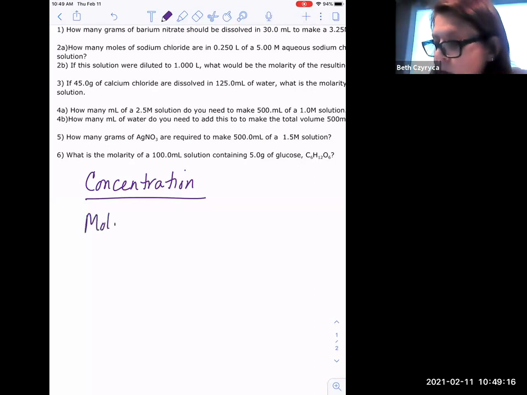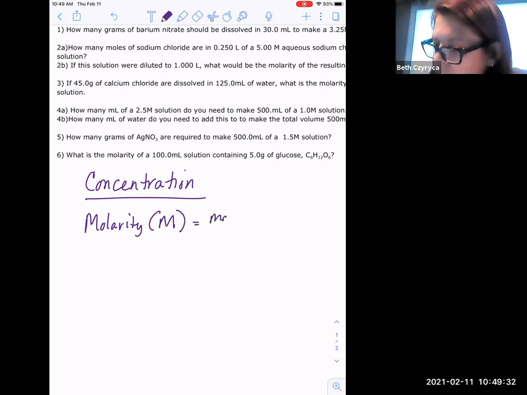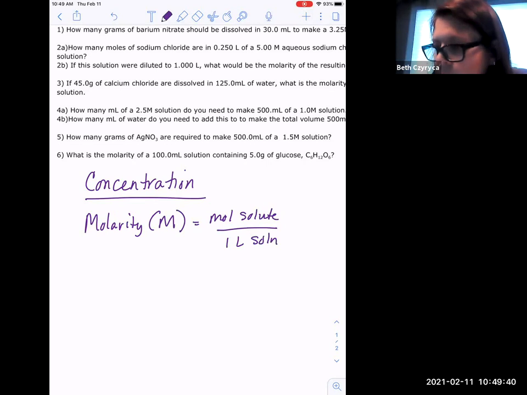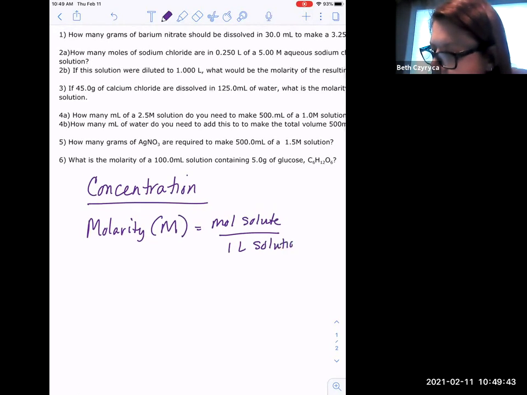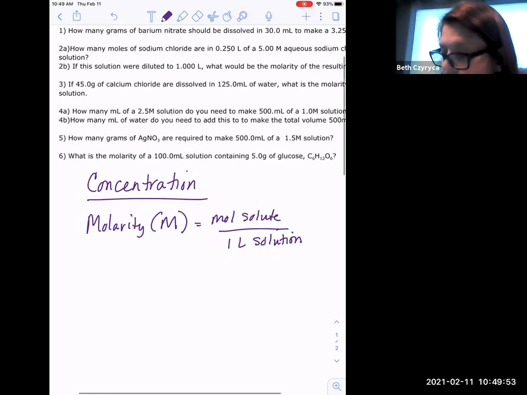But at this point, we need to be able to figure out how to calculate concentration. So the equation is molarity, which is a capital M. It's not slanted either. There's lots of different concentration symbols. Capital M, because there's molality, and that's a slanty m, is moles of solute per liter of solution. Should I write the whole word out? Solution. All right, so it's just a ratio.